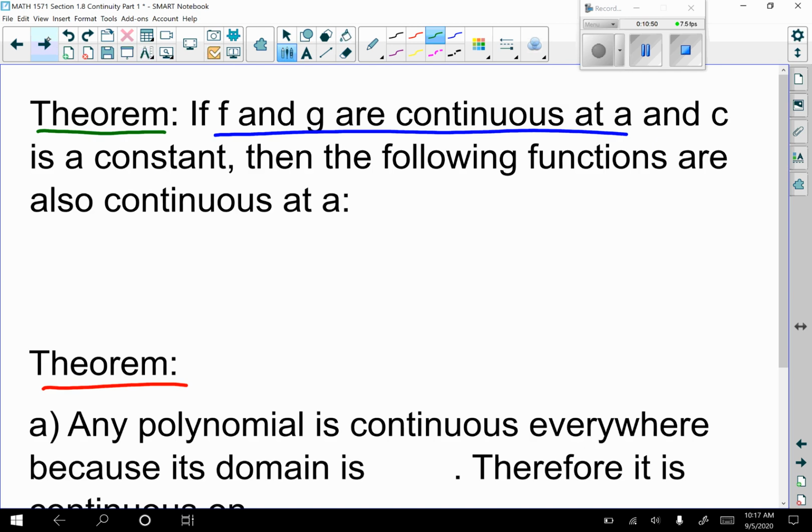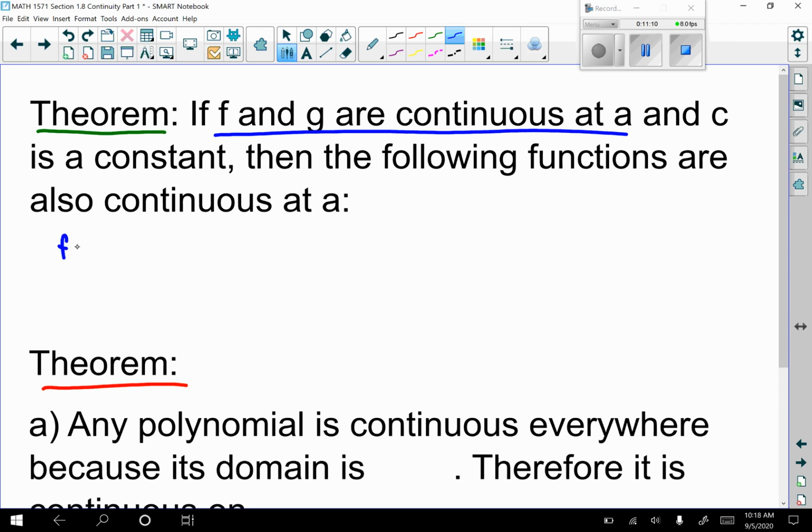A couple more theorems to look at. Again, pause the video to write these down. First one here is if f and g are continuous at a and c is a constant, then the following functions are also continuous at a. So this is just taking us back to adding, subtracting, multiplying, dividing our functions.